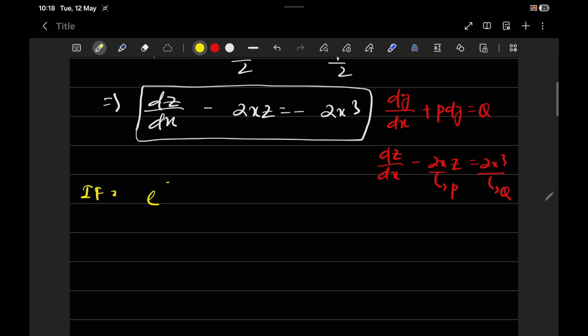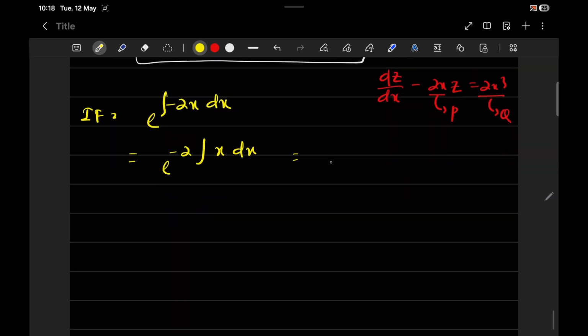Integrating factor will be e to the power integral of minus 2x dx. So it becomes the integration of minus 2x dx. That will be e to the power minus 2 x square by 2. Right, that is equal to e to the power minus x square.